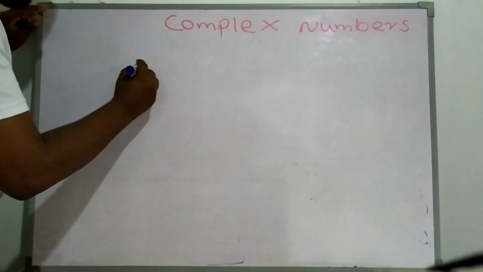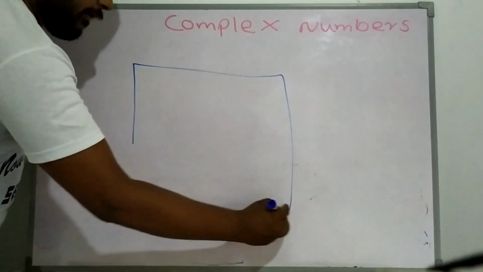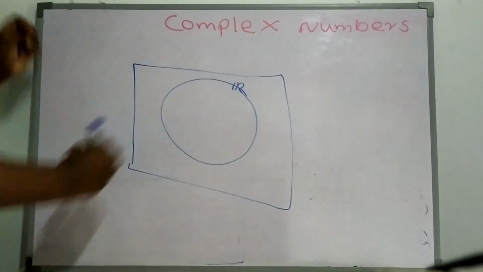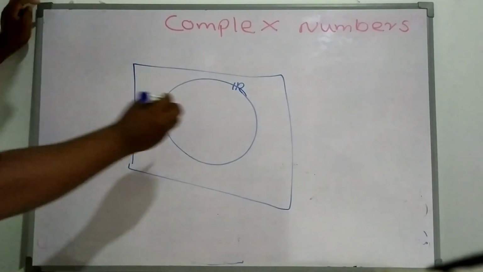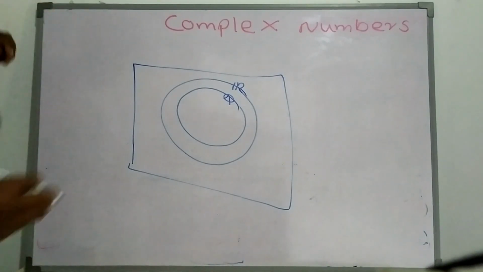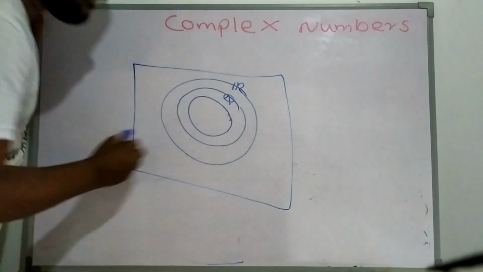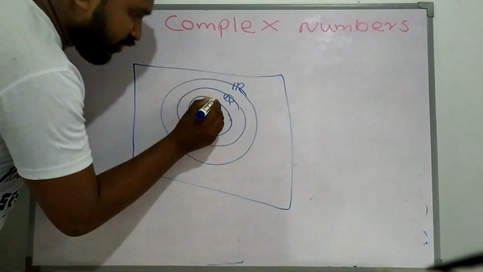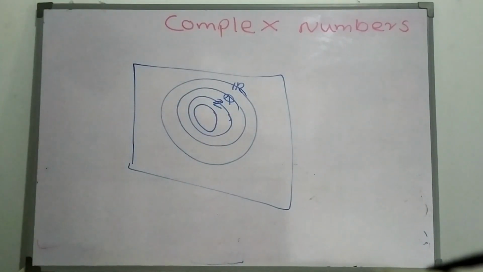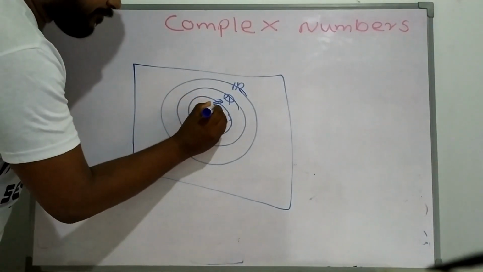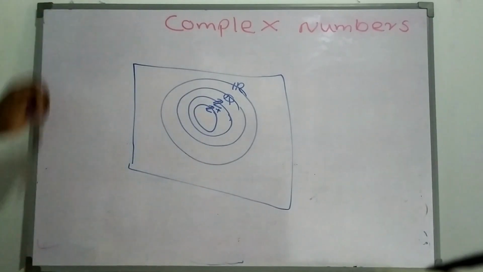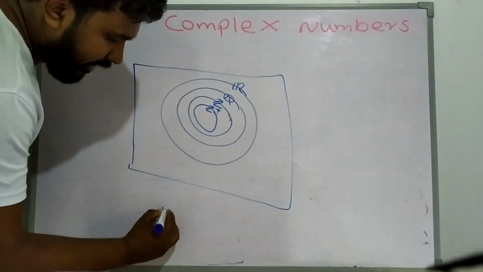In our O level, we have a number set which is called real numbers. Inside the real numbers, we have rational numbers. Again, rational numbers derive into integers. Integers again derive into positive integers. And also, real number.